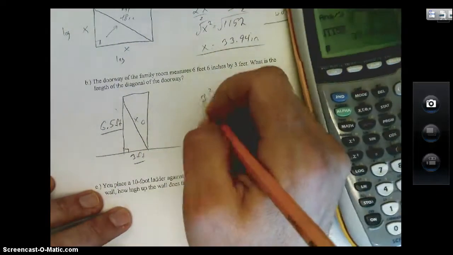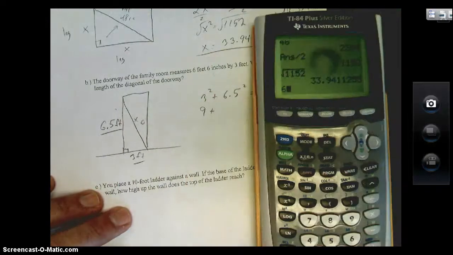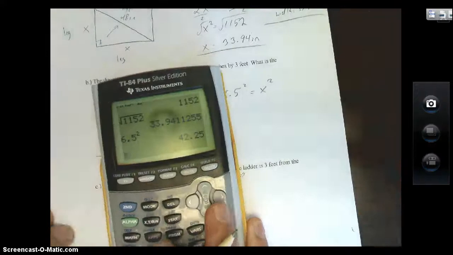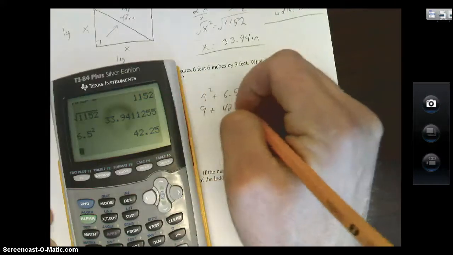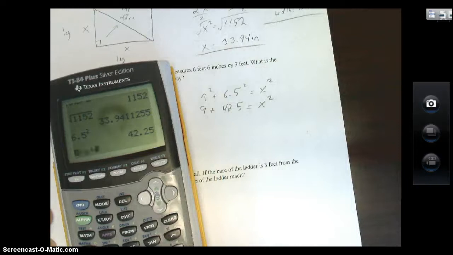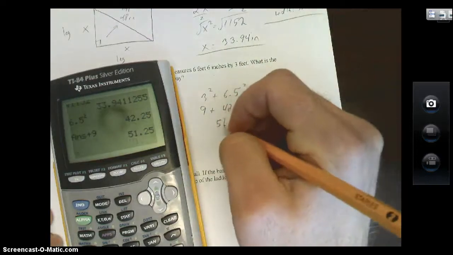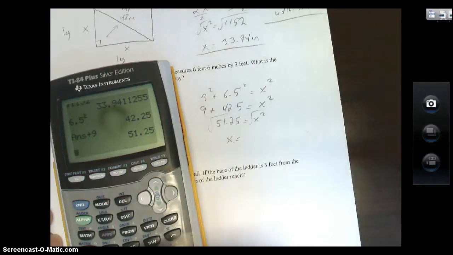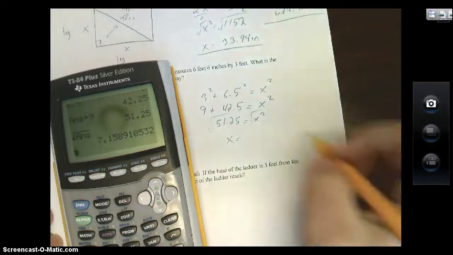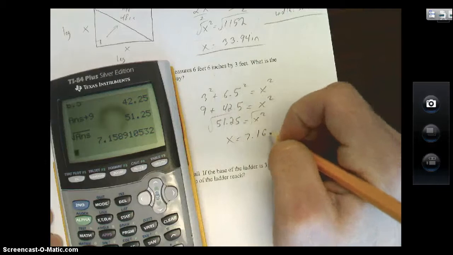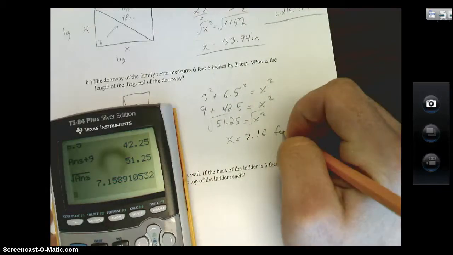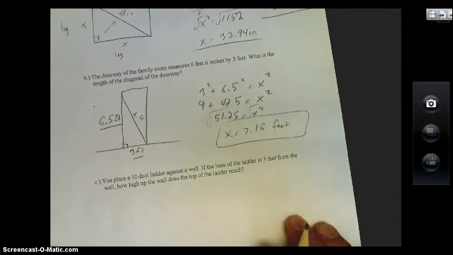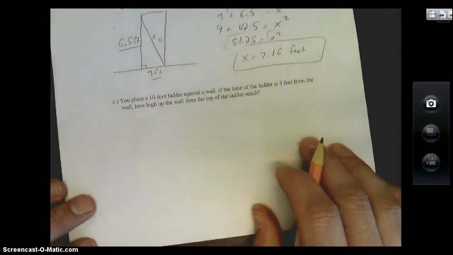Now, 3 squared is 9. 6.5 squared, I don't know off the top of my head. Oop. Gives me 42.5. Combine them together. 51.25 equals x squared. Square root left, square root right. 7.1, I'm going to round up to 7.16. And we're talking about feet here. So 7.16 feet is the length of the diagonal of the doorway. Okay? Very good. All right, last one.